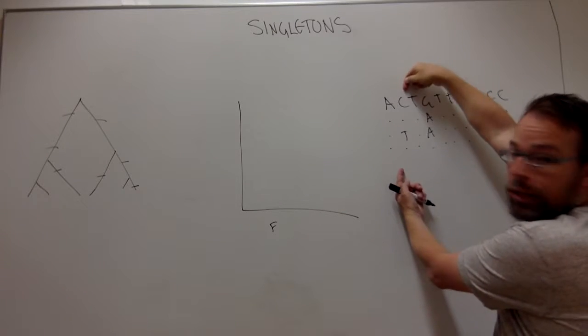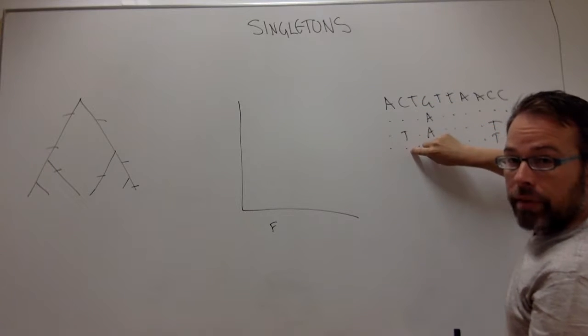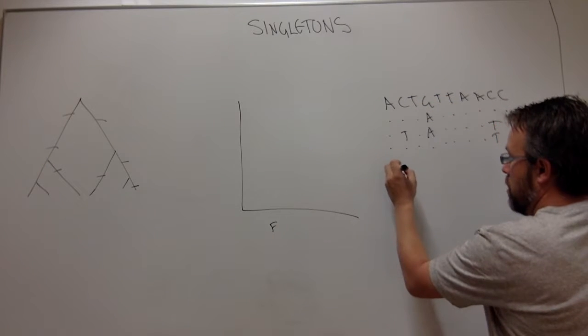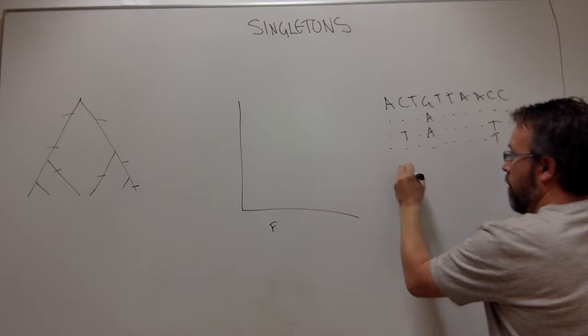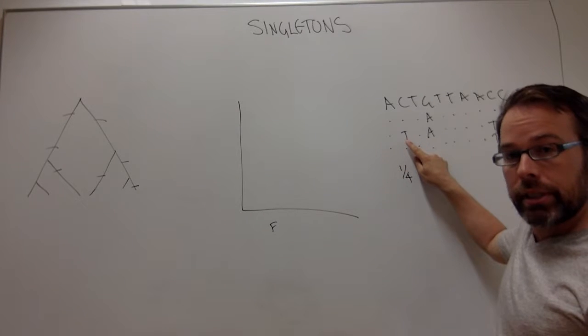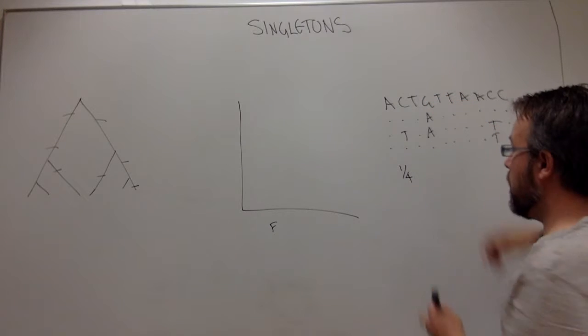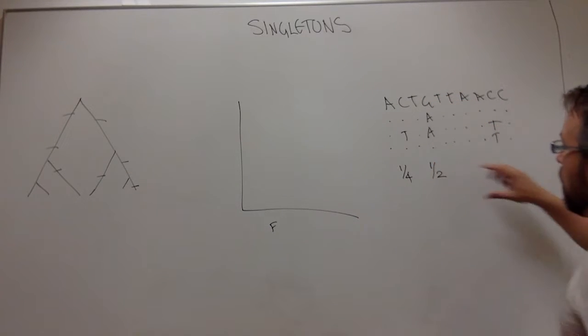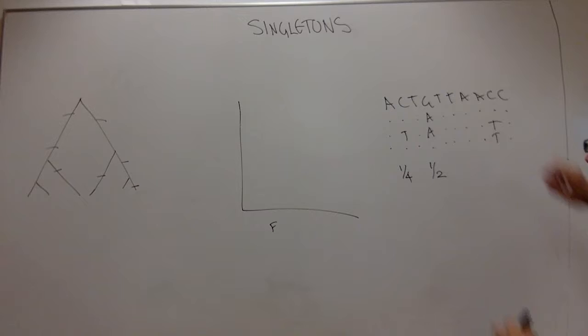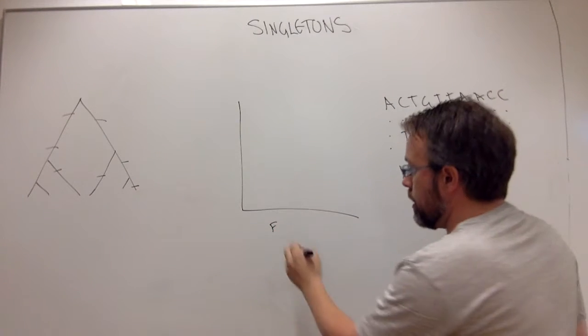Okay, so in these four sequences, we notice at this site we have 3 that have C and 1 has T. So that would mean that our less frequent allele, which here is T, is present at 1/4. Here we have 2 with G, 2 with A, and so this would be 1/2. And here we have 2 with C and 2 with T. So that would also be 1/2.